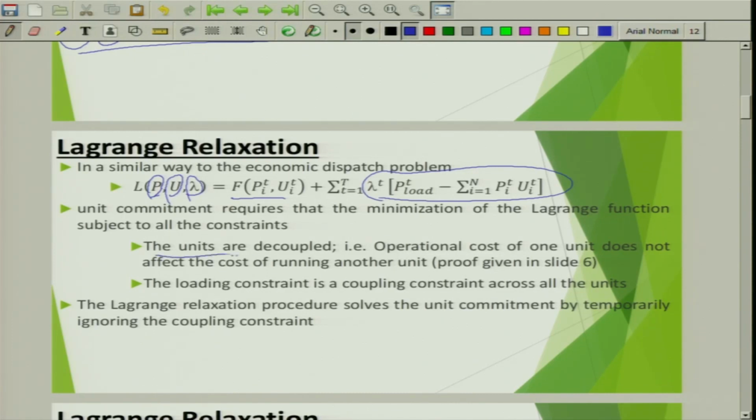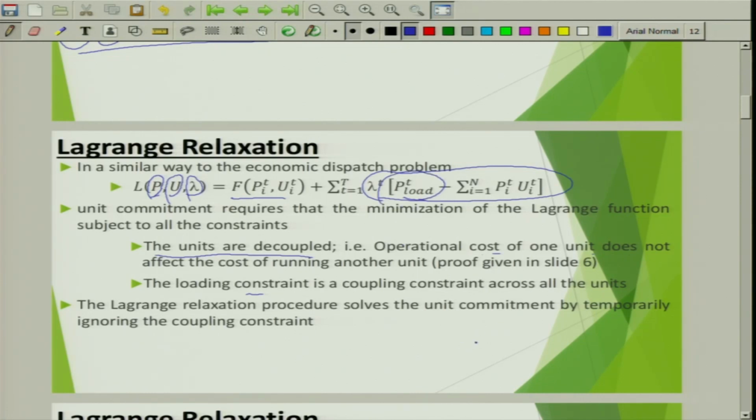The units are decoupled here, that is, the operational cost of one unit does not affect the cost of running another unit. Proof I will show in the next slides. So the loading constraint is a coupling constraint across all the units. It is the only constraint which couples the individual generators, even though they are dealt with individually, right? You are minimizing the cost of each individual generator, but the coupling constraint is the load, right?